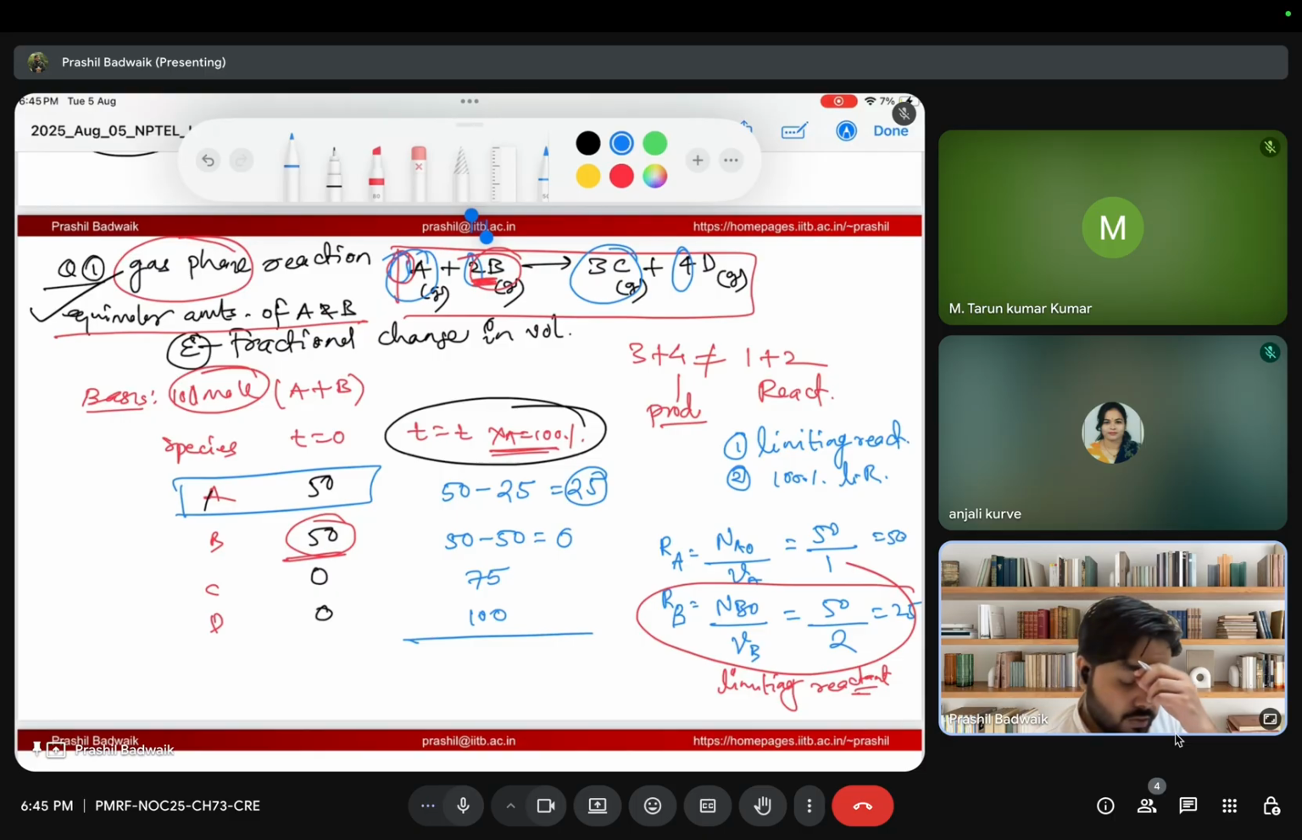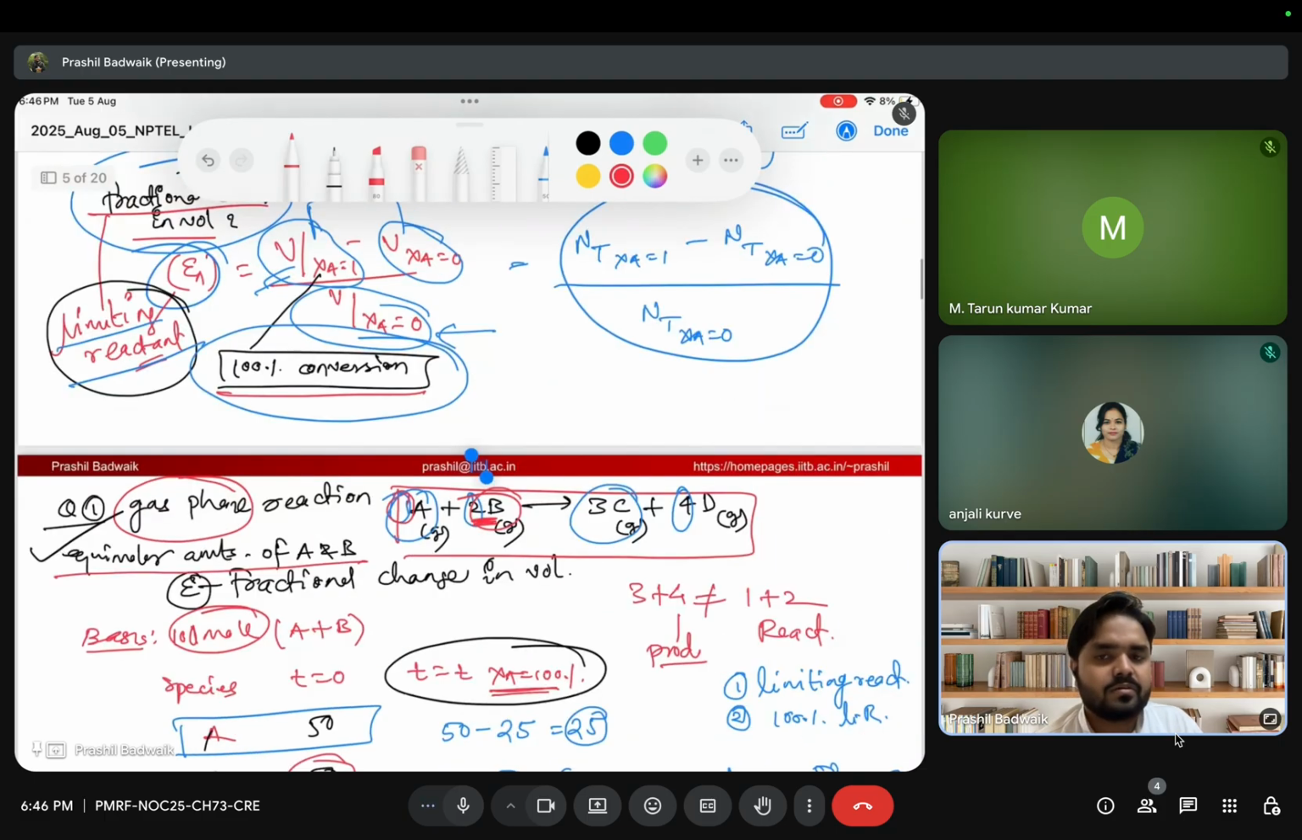So what are the total moles at the start? NT total at the start equals 100, and NT at the end, when X conversion of limiting reactant, that is B, is 100%. So how many moles are there? 25 plus 75 plus 100. So the total is 200. Now you just substitute the values in this equation.